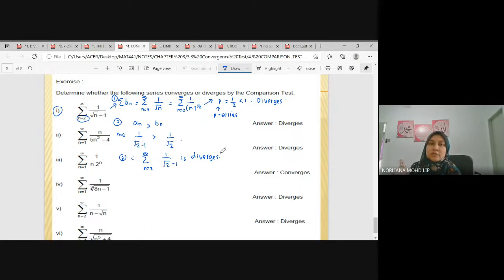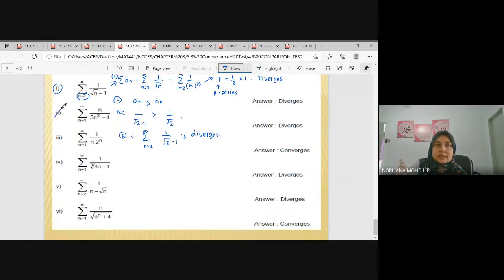Or is diverging series. Kena buat conclusion ya. Okay, yang lain ni you all cari sendiri. Ni exercise 5 soalan. Okay, ada soalan ni untuk comparison? Tak ada. Okay, tak ada soalan. Kita tengok yang ke-6.